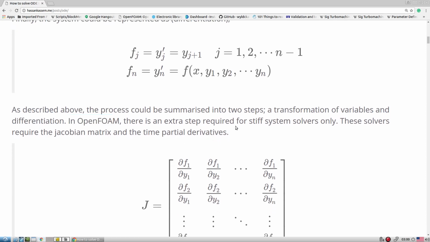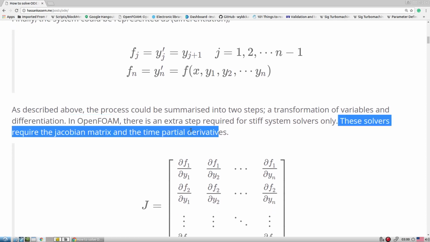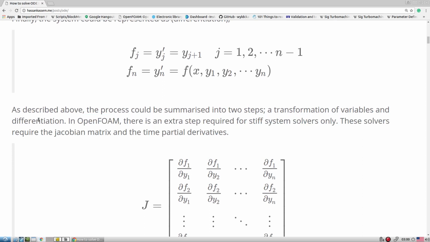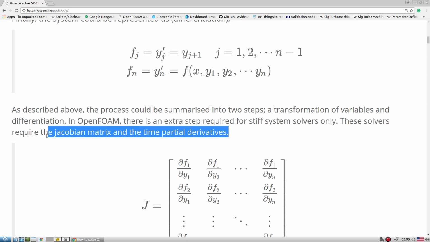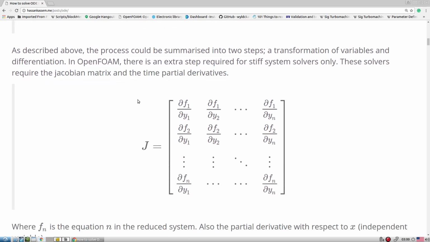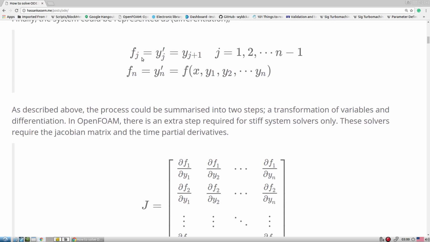There is an extra step required from the point of view of the stiff system solver. This solver requires the Jacobian matrix and the time partial derivatives. So we have to construct the Jacobian matrix. So how do we construct the Jacobian matrix for any of the functions?